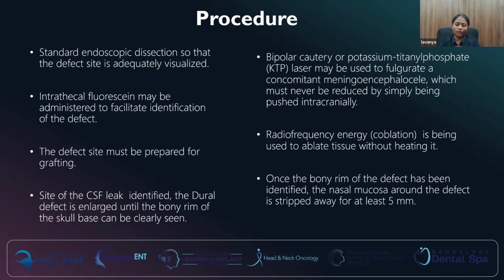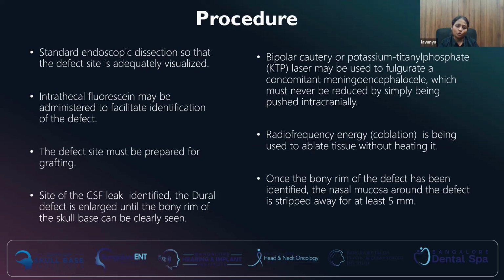So generally, we look at the broad steps, and then we will discuss a case study in detail, and I'll be showing you the surgical steps and how we do it in our center. If you look at the procedure, we'll be looking at anterior skull base procedures here. One is the endoscopic dissection and exposure of the area of the defect, and endoscopic repair. Generally a standard endoscopic dissection of the paranasal sinuses is carried out till we can identify the site of defect and it is clearly visualized.